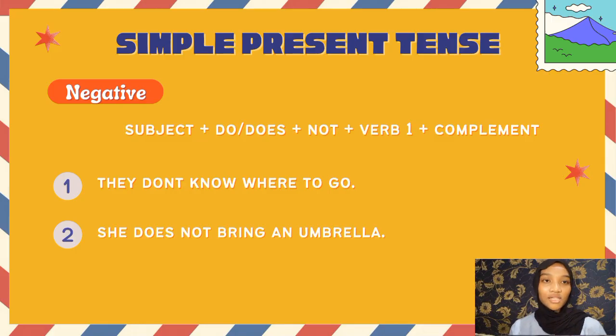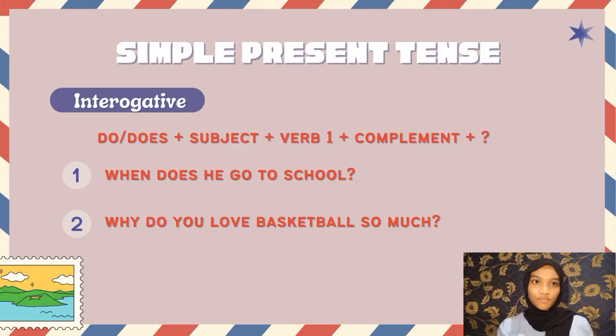For the example, they don't know where to go. She doesn't bring an umbrella. For the interrogative forms, the formula is do or does, subject, verb 1, and complement. For the example, when does he go to school? Why do you love basketball so much?